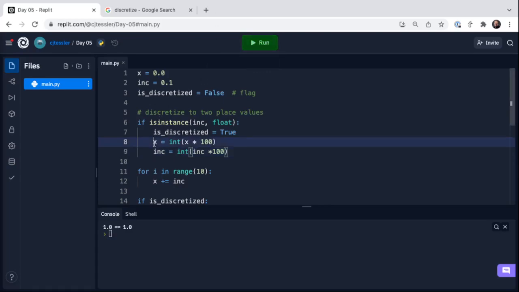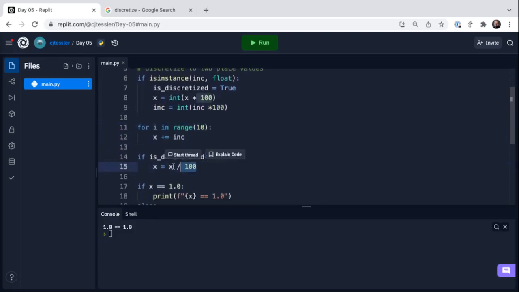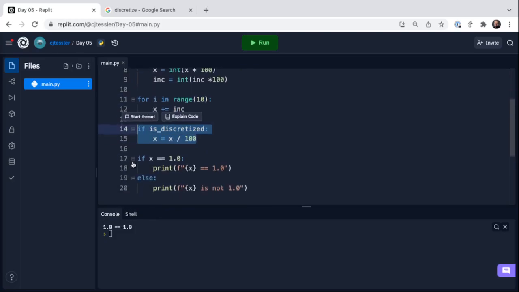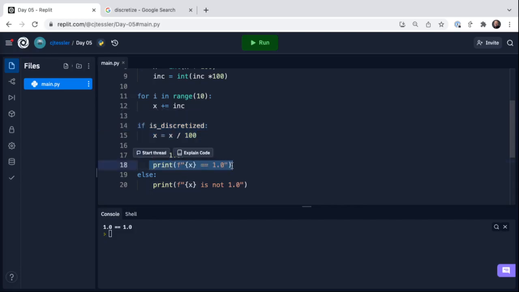So if we're going to discretize, we need to discretize x by multiplying it by 100 and casting it to an int. In the same way, we have to discretize our incrementing variable by multiplying by 100, and then cast that to an int. We do the incrementing, and if we had discretized, we reconvert that to a float using standard division. And now that basically avoided all of the issues that come with floating points.